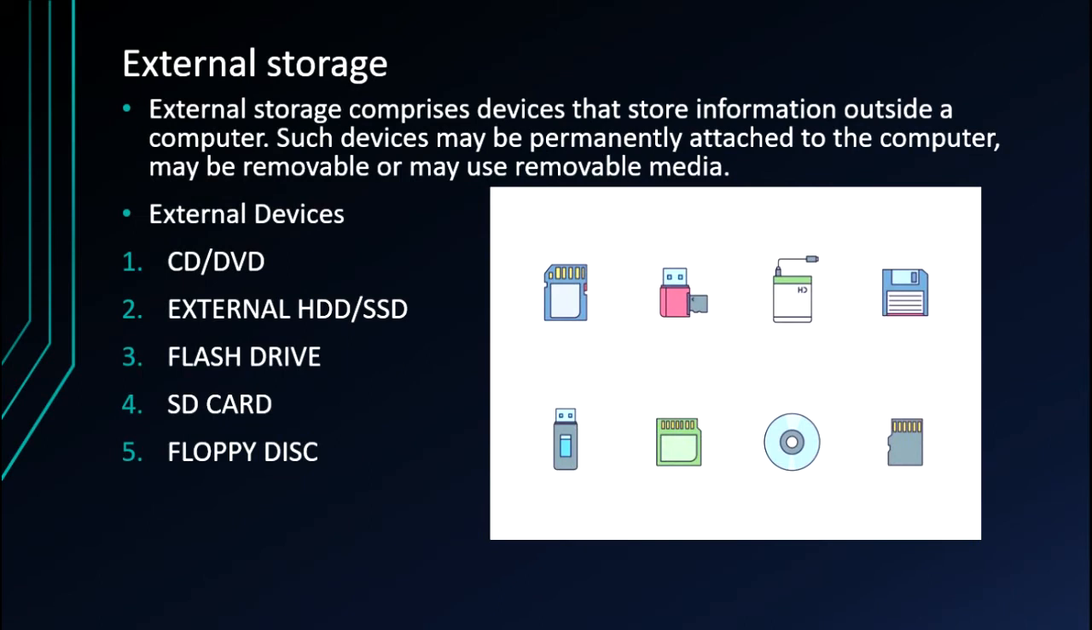So external storage devices comprise devices that store information outside the computer. Such devices may be permanently attached to a computer or may be removable media. Okay, so they are portable types of storage devices. Examples of external devices are CD, external HDD or SSD, flash drive, SD card, and floppy disk.